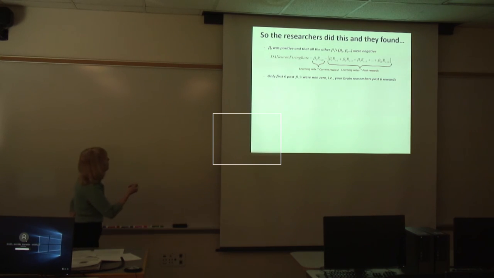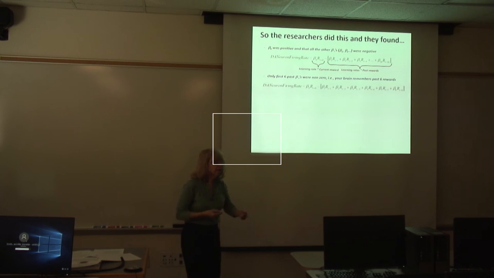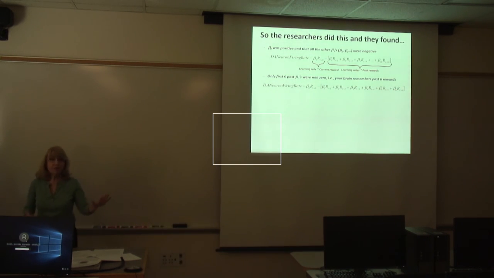They also found that only the first 6 beta i's were non-zero. By that I mean this set of beta i's, beta 1 through beta 6. After 6 rewards, your brain doesn't remember anymore. But it does remember the past 6. And so this is what the equation actually ended up looking like. The one that would predict the dopamine neuron firing rate is equal to the current reward times its learning rate, which was the optimized value of beta from the linear model, and then all these other betas, this beta times that, and this beta times that, and this beta times that, all the way down to beta 6 times the 6th past reward. All the other ones after that were 0.